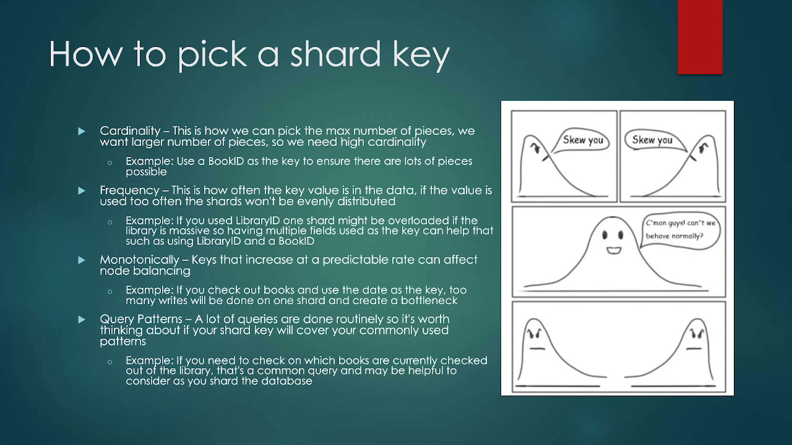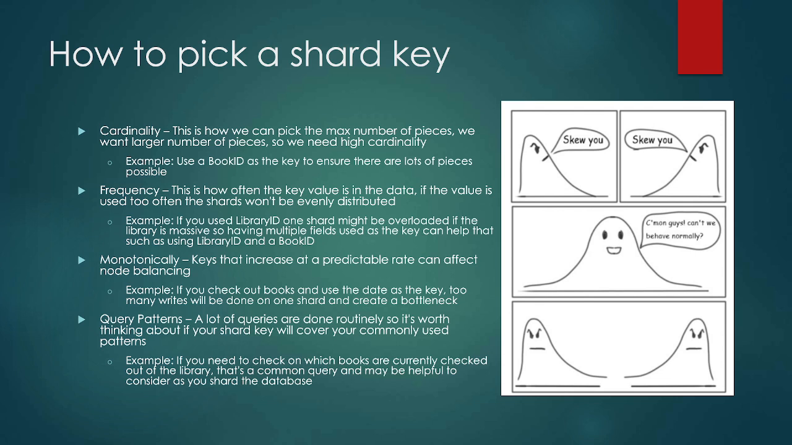So if we had, like the Library of Congress, that's not going to be fitting in one shard. So you might end up wanting to use multiple fields as the key so that you don't have just library ID. Maybe you have library ID and book ID, or library ID and author ID, so that you don't have to worry about one shard being overloaded and no longer load balanced.